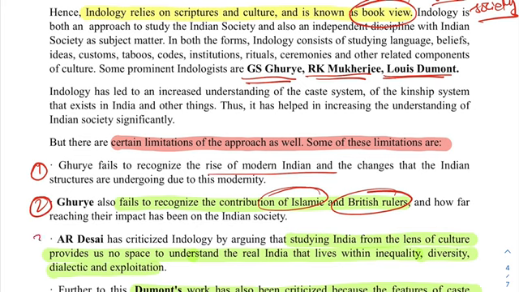If you talk about the third limitation of Indology, Indology is primarily focusing on culture. So A.R. Desai criticized Indology for its overemphasis on culture. For him, culture is not always a dominant force, because economy is a dominant force. For him, there are several historical periods where many rulers who were not from the upper caste played a very significant role in shaping Indian history. So according to A.R. Desai, Indology is primarily focusing on culture and it ignored the economic aspects like inequality, diversity, dialectic, and exploitation.